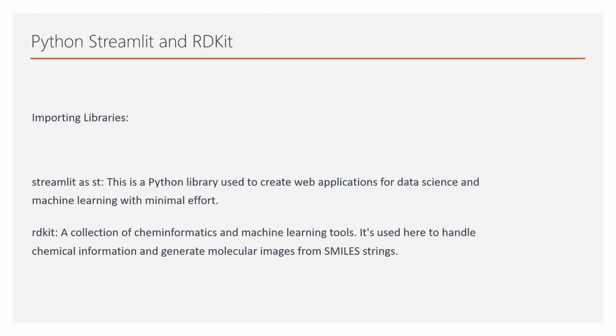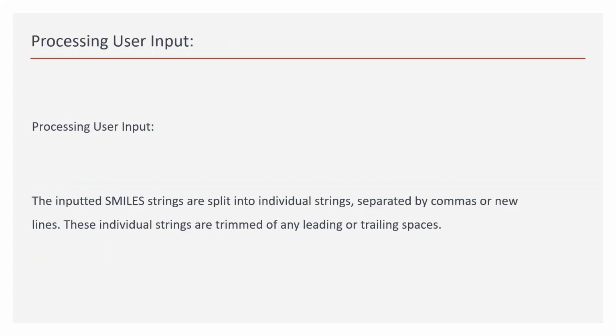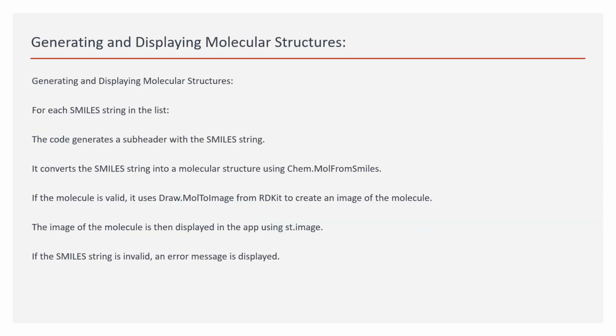First we are importing the libraries. Streamlit is imported as st, that is, we are giving it a short name. We are bringing in RDKit, a collection of informatics and machine learning tools. It's used here to handle chemical information and generate molecular images from SMILES strings. We are processing the user input. The inputted SMILES strings are split into individual strings separated by commas, or we can put in a single one if we want to. These individual strings are trimmed of any leading or trailing spaces.